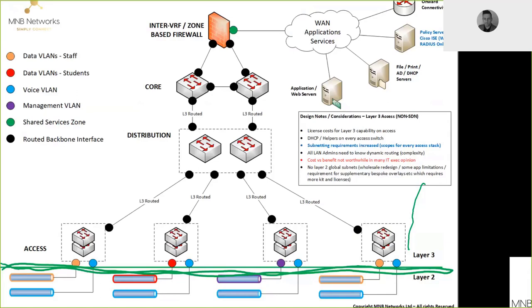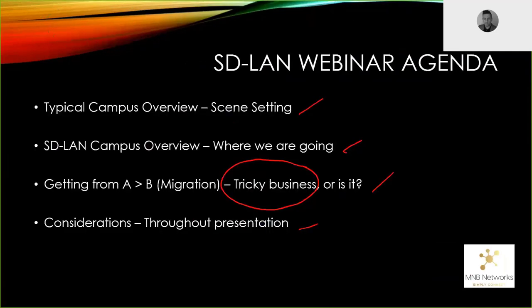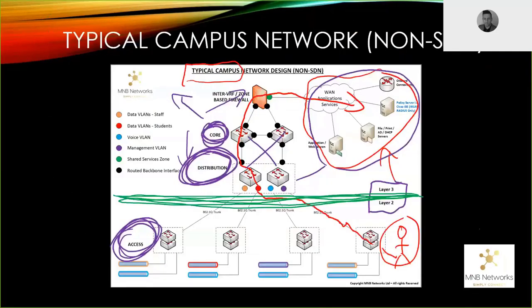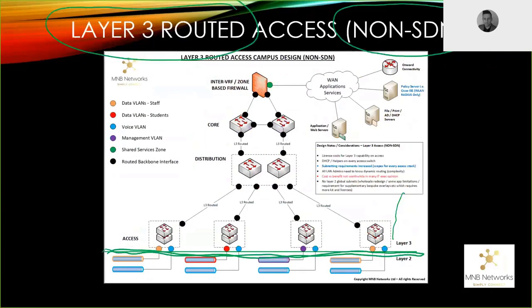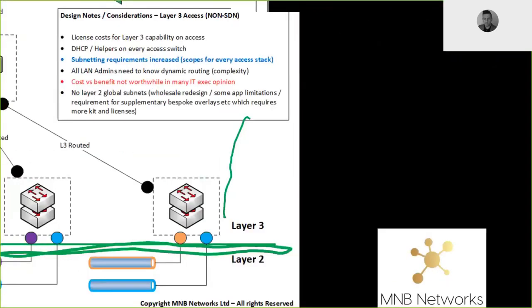So if the access layer switch on the left was floor one and the access layer switch on the right with the orange was floor four, and somebody caused a loop on the orange VLAN in the previous slide, then we would probably take out switch stacks one and four. So that's the main reason behind layer 3 routed access.